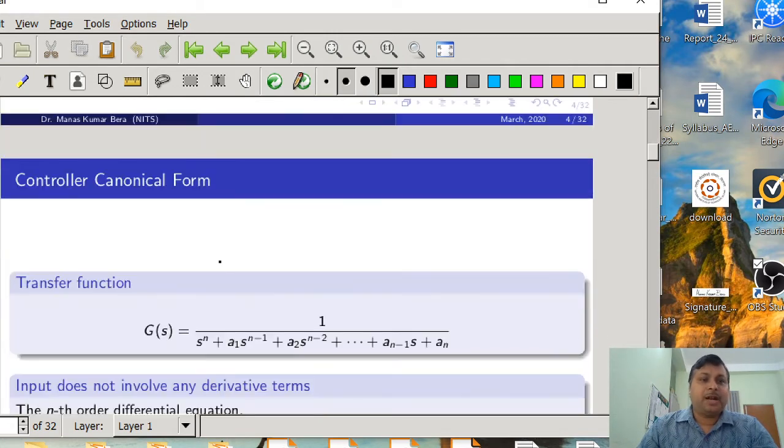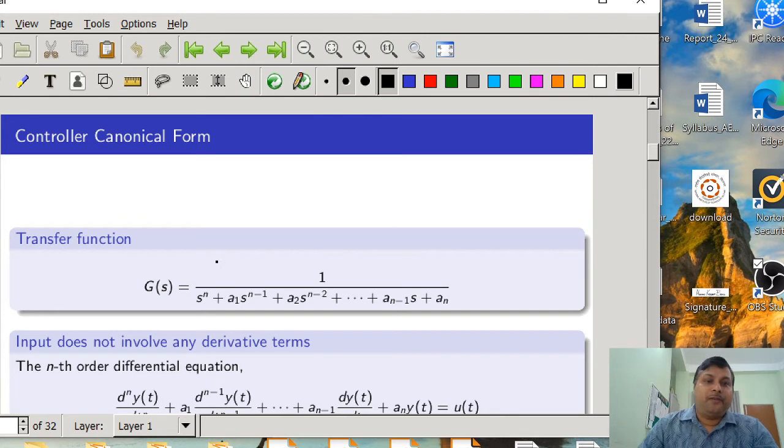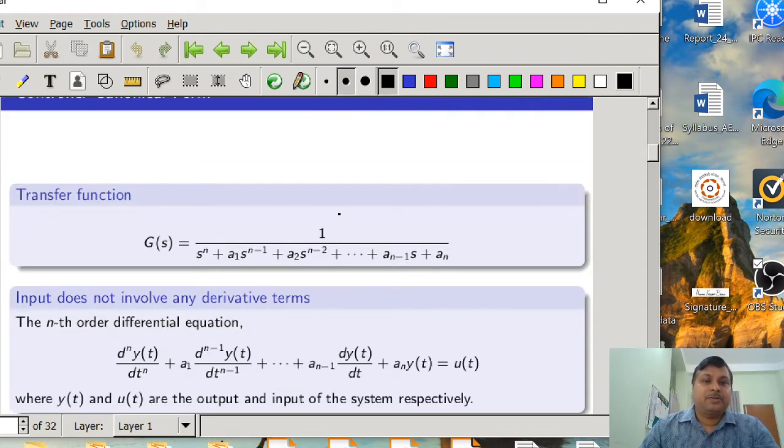So first we will start with the controller canonical form. Suppose a transfer function for an nth order SISO system is given by G of s equal to 1 by s to the power n plus a1 s to the power n minus 1, and so on, plus an.